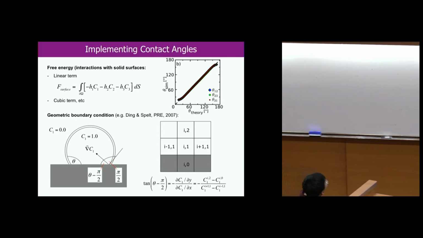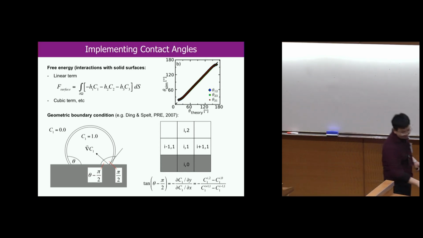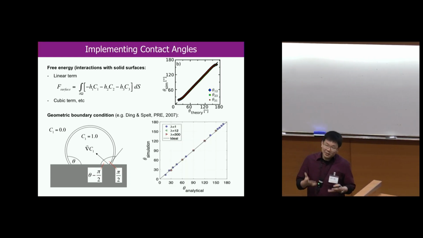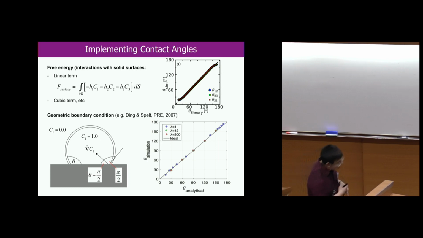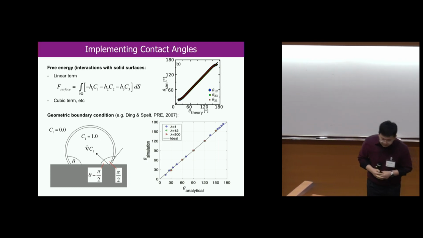And then if you do that, for example, you can get a relation that the tangent of theta minus pi over 2, basically this guy, is just minus the gradient in the y direction over the gradient in the x direction, and you just implement this in your discretizations. And surprisingly, if you do that, it works. So this is actually quite a simple implementation. So basically what I'm trying to say is that you have options. You can do it one way or the other.